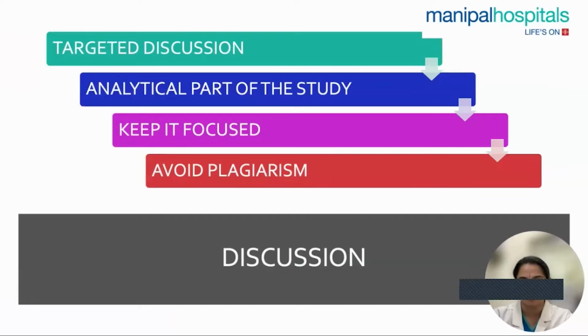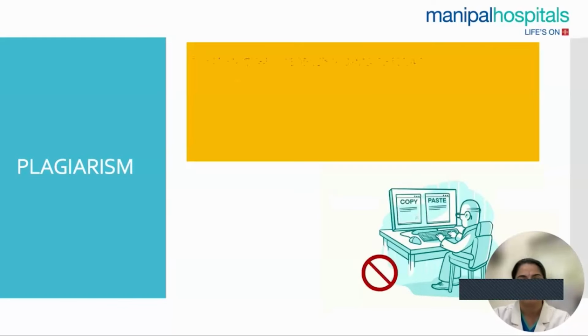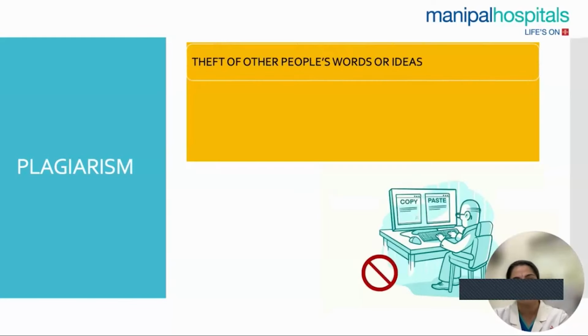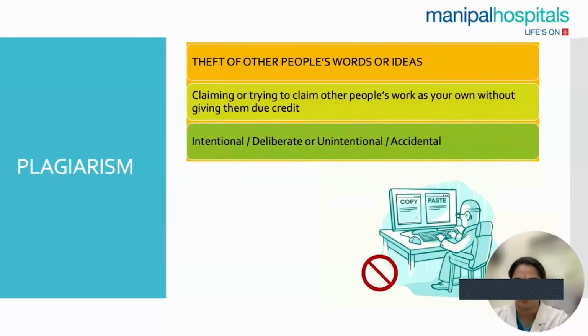Next, we come to the discussion. A discussion is always targeted. It is the analytical part of the study. Keep it focused and avoid plagiarism. So what is plagiarism? Plagiarism is theft of other people's words or ideas. Basically copy-paste, which a lot of people do. It is claiming or trying to claim other people's work as your own without giving them due credit.